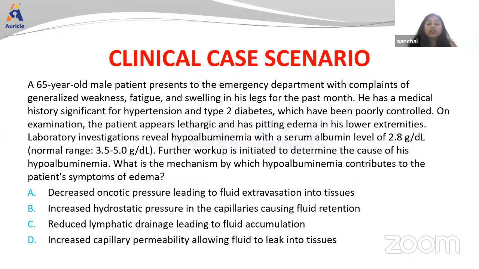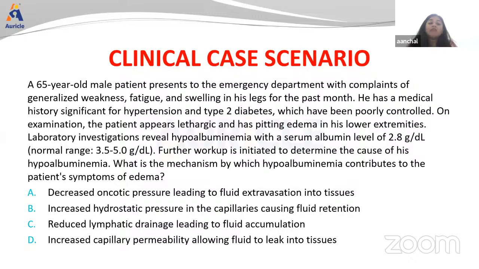Laboratory investigation revealed hypoalbuminemia with a serum albumin level of 2.8 gram per deciliter. Further workup is initiated to determine the cause of the hypoalbuminemia. What is the mechanism by which hypoalbuminemia contributes to the patient's symptom of edema? So they are asking what will be the reason for this condition of edema.